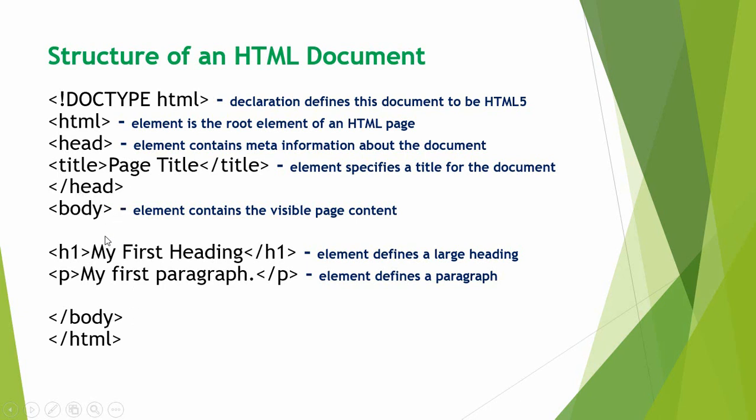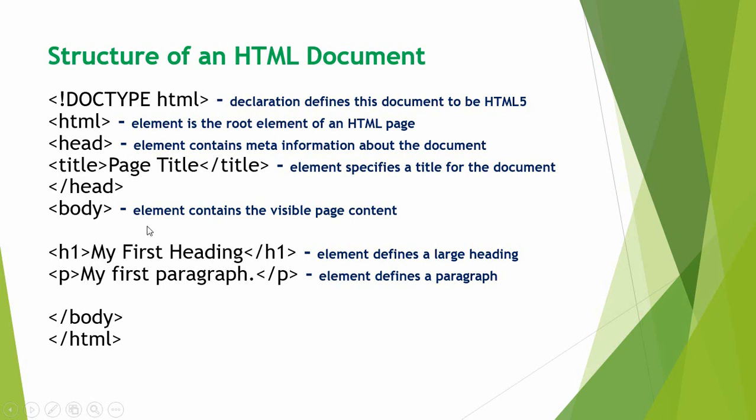Okay. Then body. The body tag means this element contains the visible page content. Whatever details we give between the body tags will display in our web page. So that means this is the content area. Here I am just putting two tags, H1 and P. H1 means heading tag, P is the paragraph tag. We will discuss them later. Just for a brief idea, I will put these two tags here, then close the body and close the HTML tag. This is the structure of our HTML document.